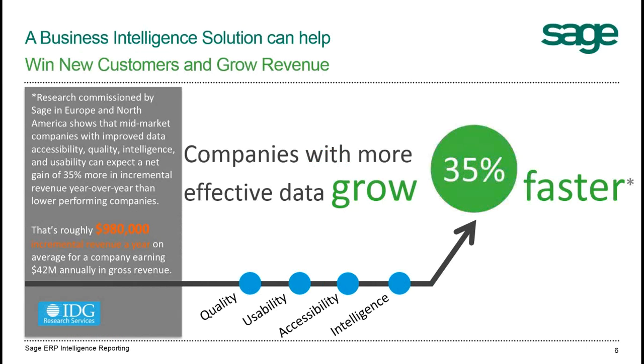Another fun fact here, this is a study that was done by a company called the IDG Group. It does a lot of research. And it was interesting, and it showed us that with improved data quality, data usability, accessibility, and intelligence, companies could expect a net gain of 35% in incremental revenue year over year. And that's just from having a better grasp on the data that you've already got at your fingertips. That's a pretty significant increase.